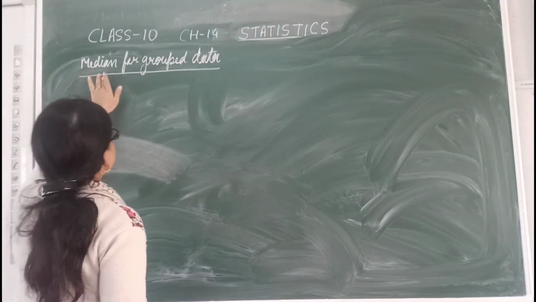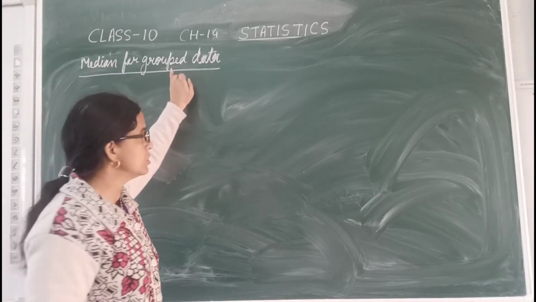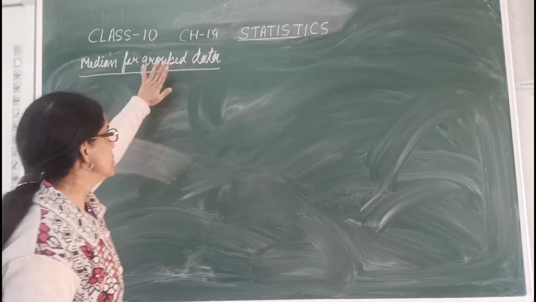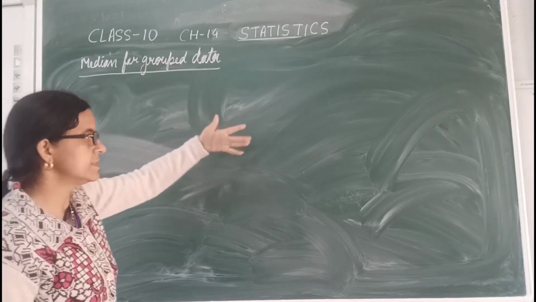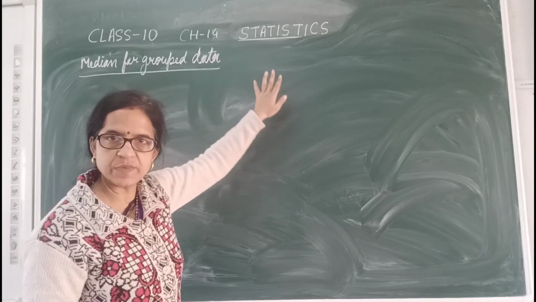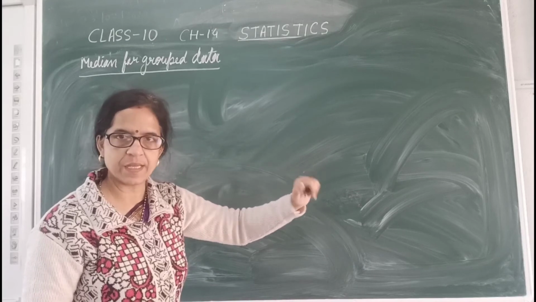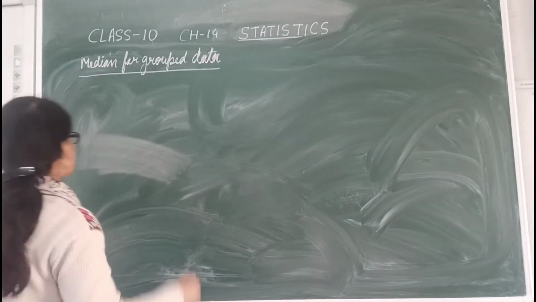So children, now let us do the median for grouped data or grouped frequency distribution. Before making you understand with the help of an example, I am first writing the formula, explaining the formula, then we'll be explaining the formula with the help of an example. So let us understand.